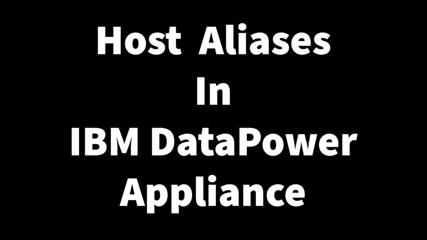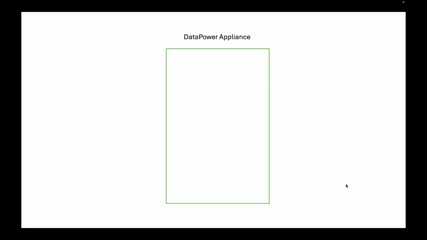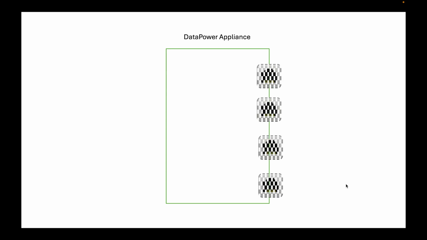Let's try to understand the concept of host aliases first, and then we will see how to configure it practically in the DataPower. So here is the problem statement. As an administrator, you will have a DataPower appliance. It will have some Ethernet interfaces, and there are more than one. Each of these Ethernet interfaces will have some label. That label comes by default with the DataPower. So they are labeled like MGT0, ETH1, ETH2, ETH3. This label could be different in your DataPower appliance, but essentially these are the built-in labels.